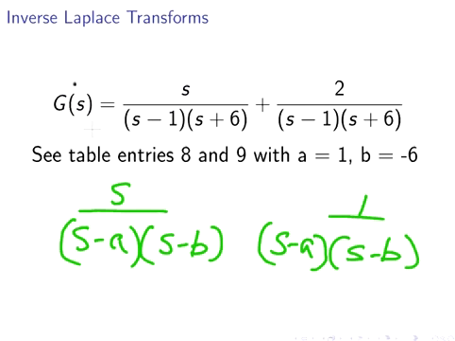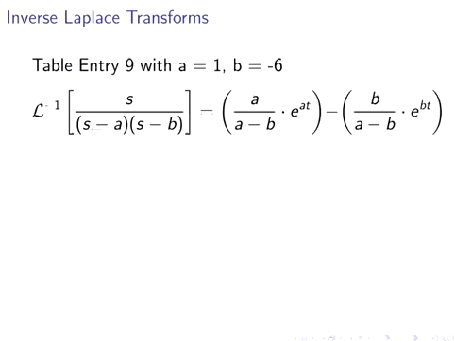Let's look at the first term. We'll look at this term here first, and then we look at this term here second. I'm going to bring the 2 out of it and just have it as 2 times 1. I'm going to multiply it later by 2, but I'm just going to look at that expression in the context of it being 1 divided by that. So, first expression, table entry 9 with a equal to 1 and b equal to minus 6. That's table entry 9 right there.